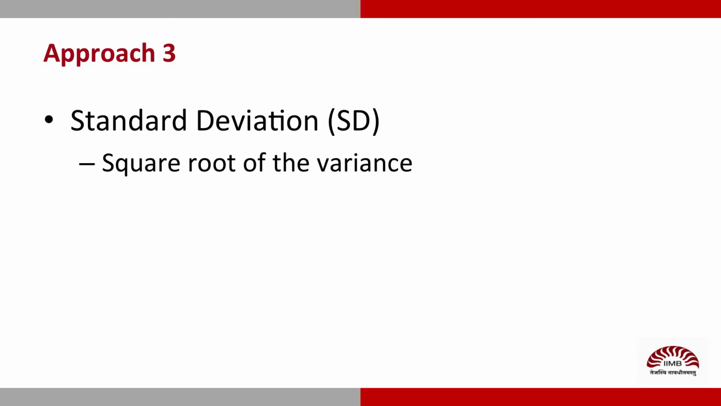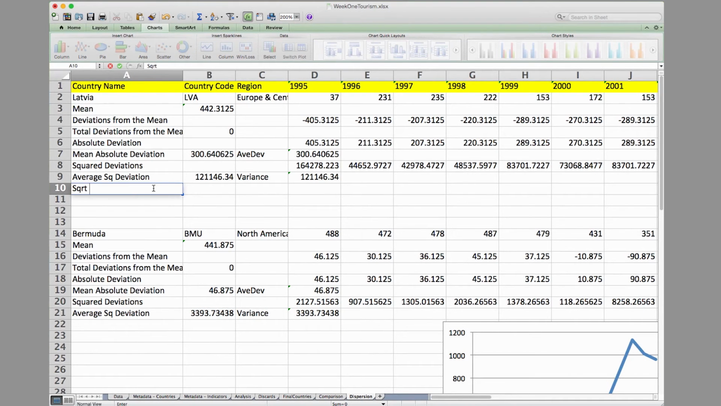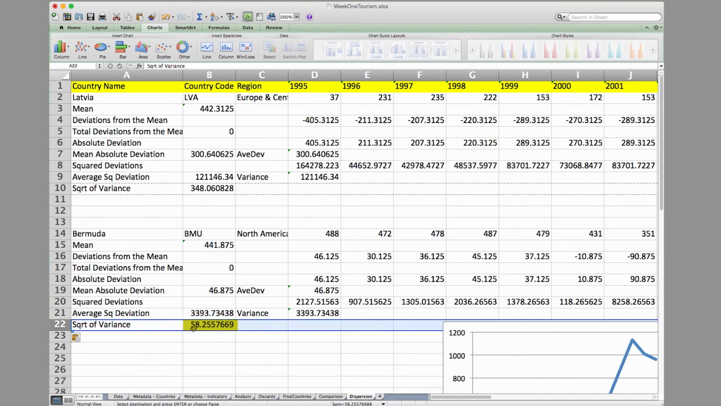Yes, Lisa, there is one last measure of variation in a numerical data set, and that is standard deviation. It's simply the square root of the variance. That's what it is? Yep, that's simple. So I have the square roots of the variance over here. I'm going to use the square root function and apply it to this number over here. I get about 348 or 350 if we were to round off for Latvia. For Bermuda, I get about 58 or roughly 60. So that's 350 for Latvia and about 60 for Bermuda. I like these numbers better.